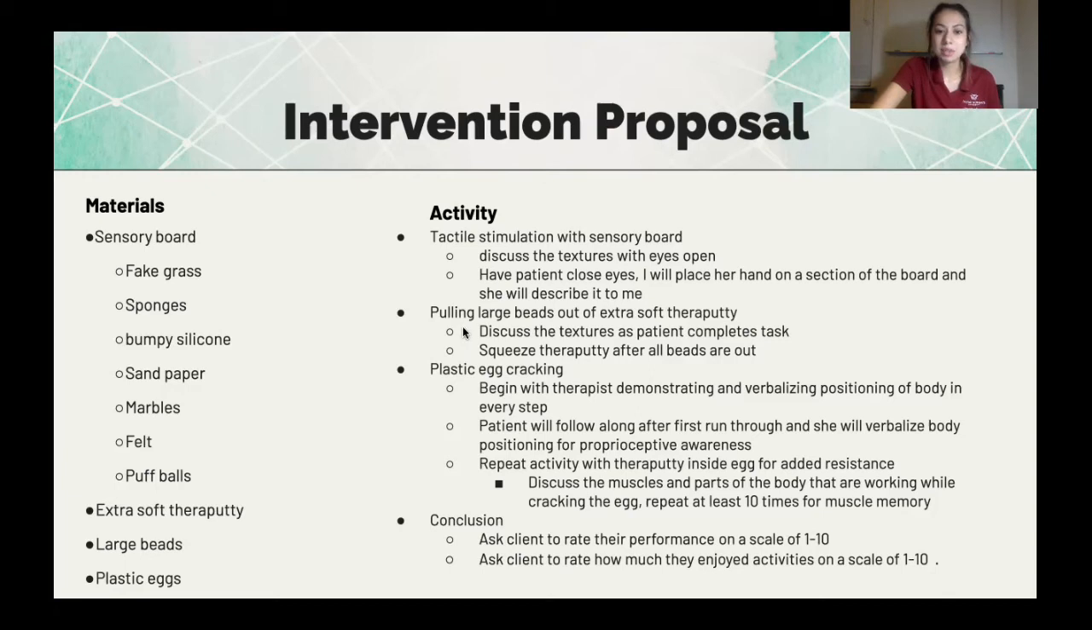And lastly, we would do plastic egg cracking, where I would demonstrate how to crack an egg and verbalize the positioning of my body as I'm doing it. Then she would follow along after I run through it, and she would be the one who verbalizes her body's positioning. That way she gets that proprioceptive awareness. And we would repeat the activity with putty inside the egg when she feels comfortable doing it without the added resistance. And during this, we would discuss the muscles and the parts of the body that are working while cracking the egg, and we would repeat this activity 10 times for muscle memory.